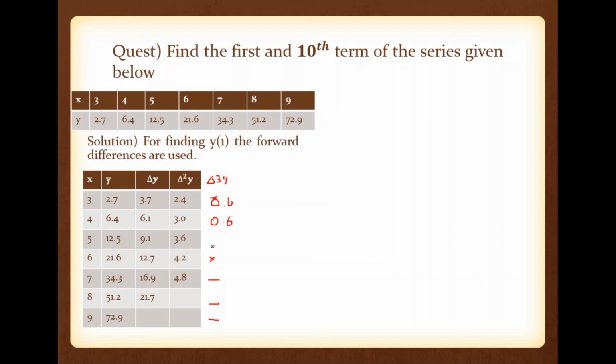What about this data? 4.2 minus 3.6, that is 0.6. What is this data? 4.8 minus 4.2, again 0.6. So all the differences are the same, which means this is a cubic function. These data are the values of a cubic function. Now we have delta cube y, right? That is 0.6, 0.6, 0.6, 0.6.